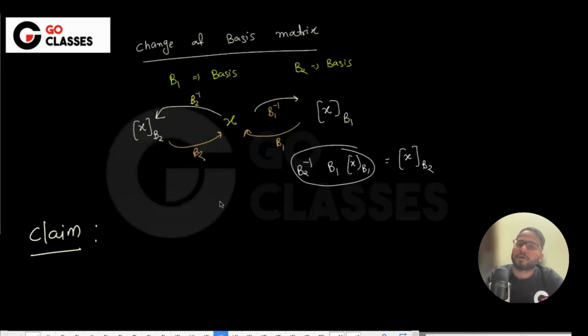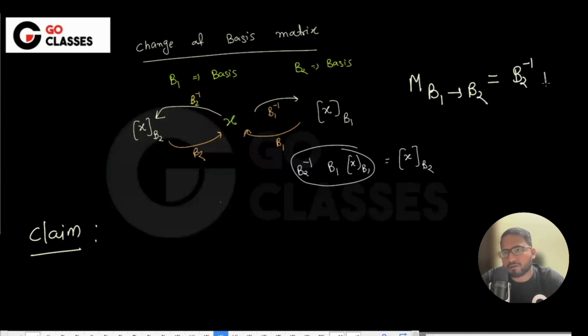Okay. Now, this is the change of basis matrix that we have got. What is the change of basis matrix? Let's call this matrix M B1 arrow B2, which means it is changing from B1 to B2. And what is this matrix? This matrix is B2 inverse B1. Okay. Now my claim is that this B2 inverse B1 is nothing but this matrix. Let's see what I'm going to write.